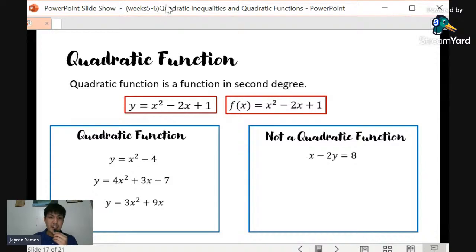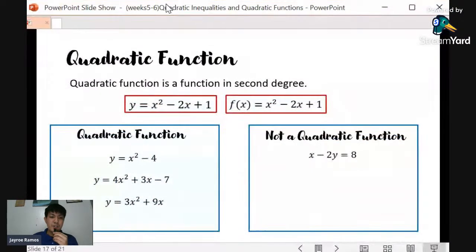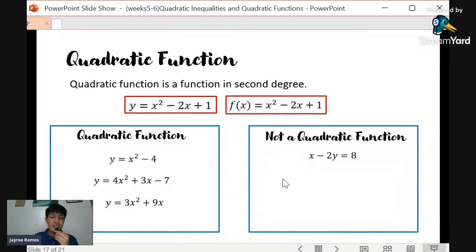Okay, walang squared. Okay? So, doon pa lang huli na agad, no? So, it's not a quadratic function. Meron po siyang y. Okay, meron siyang y. Ayan, no? X minus 2y. Ang concern natin dito, kaya hindi siya quadratic function, wala siyang squared. Very good. Okay, how about this one?